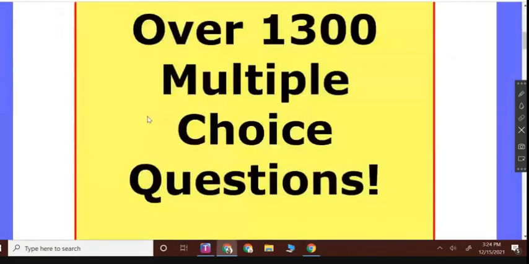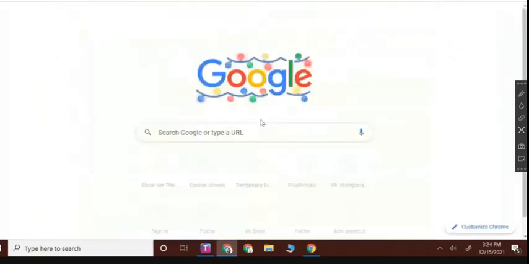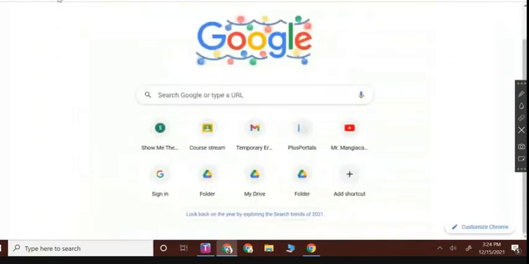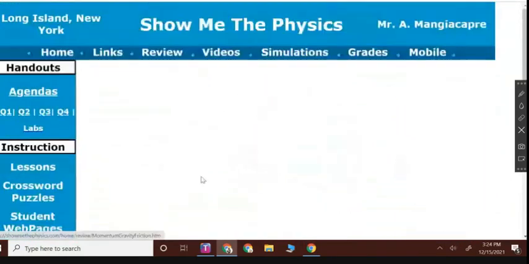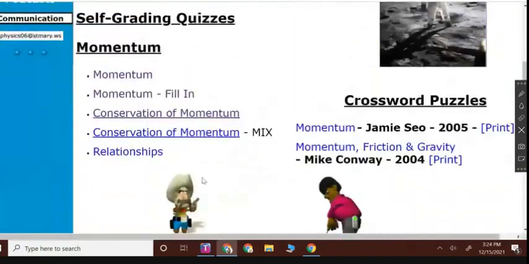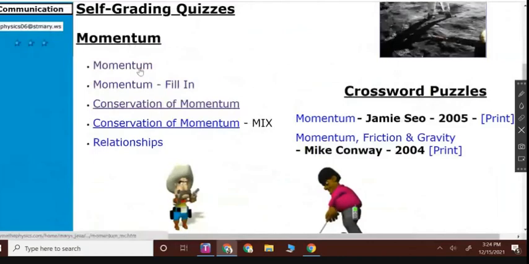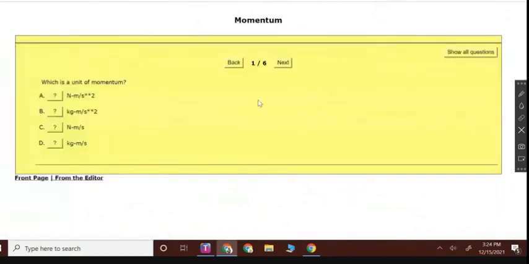Since we might lose some people, let's do some tougher ones first. So let's go back to Show Me the Physics, go to review, go to momentum, friction, and gravity. Maybe we should start with some easy ones, because there's quite a few easy ones on momentum as well.